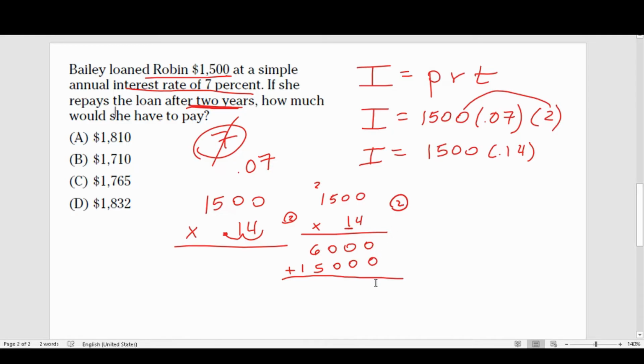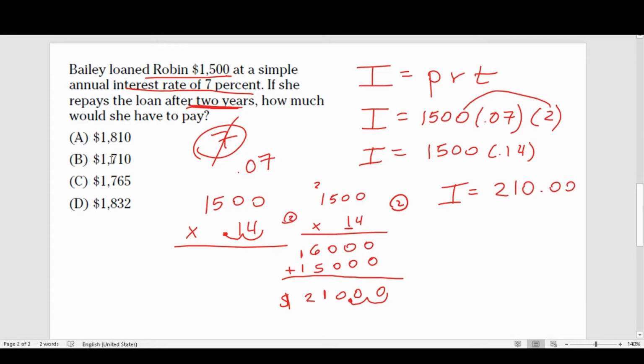Let's add. 0 plus 0 is 0. 0 plus 0 is 0. 0 plus 0 is 0. 6 plus 5 is 11. Carry the 1. 1 plus 1 is 2. Bring our 2 decimals back in. 1, 2. So we know that after 2 years, the amount of interest owed on the money is $210.